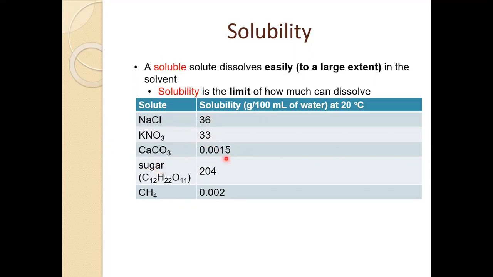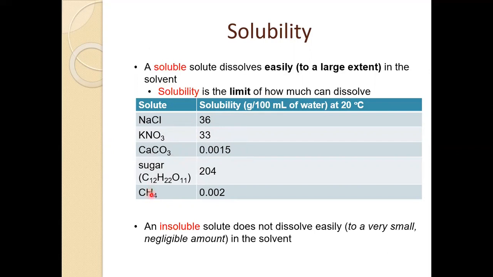because relatively large amounts of those substances will dissolve in a really small volume of water, whereas calcium carbonate and CH4 will be considered insoluble solutes, because these are substances that don't dissolve easily, or more precisely, once again, they only dissolve to a very small, practically negligible amount in a given solvent at a given temperature. So we have both soluble substances and insoluble substances. These classifications are based upon either relatively high solubilities or relatively low solubilities for soluble and insoluble, respectively.